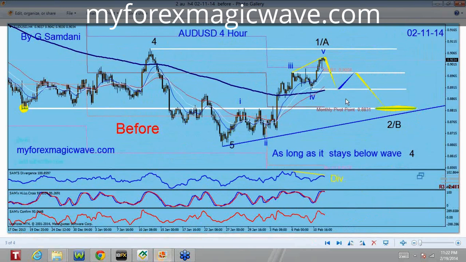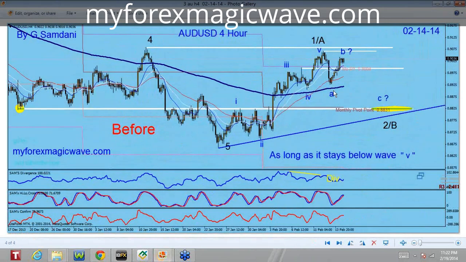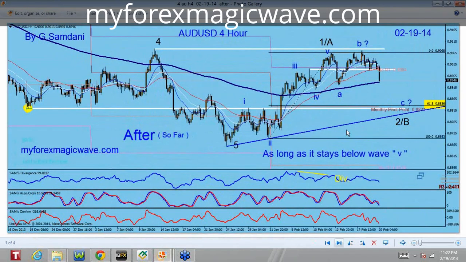We need the direction of where this thing is going. So this was the idea, and then it came down. A and B finished in this fashion, then C needed to come down, and as you can see, this is what's happening currently. The Aussie bad news is coming down.